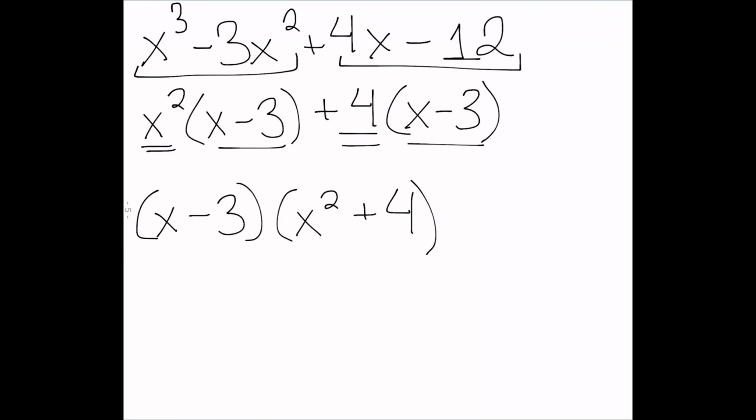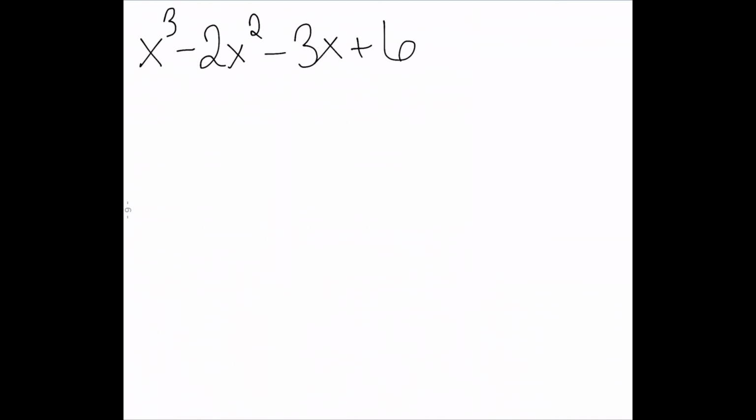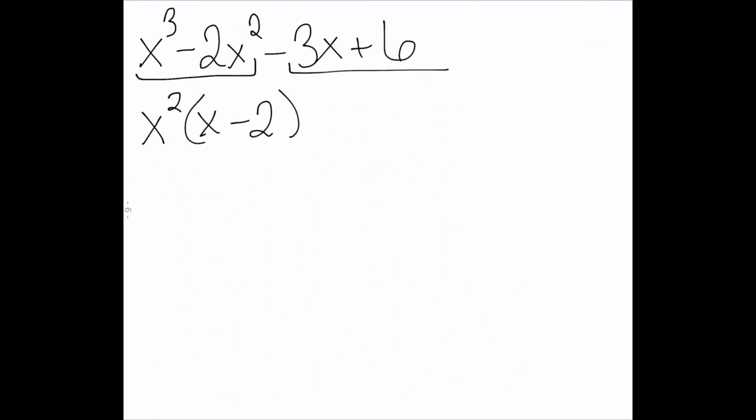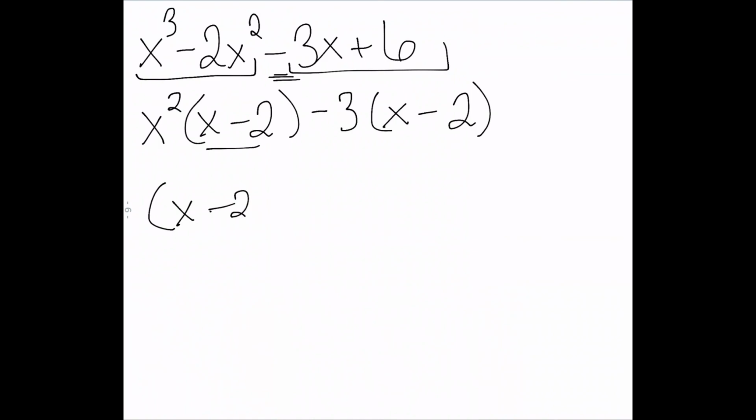Let's look at one more example. x cubed minus 2x squared minus 3x plus 6. If I look at my first two terms, they have an x squared in common. I'm left with x minus 2. For my next two, they have a negative 3 in common, and I'm left with x minus 2. The reason I did a negative 3 instead of a positive 3 is because the sign on this first term is negative. If the sign would have been positive, I would have removed a positive 3. And now they both share an x minus 2. And I'm left with x squared minus 3.